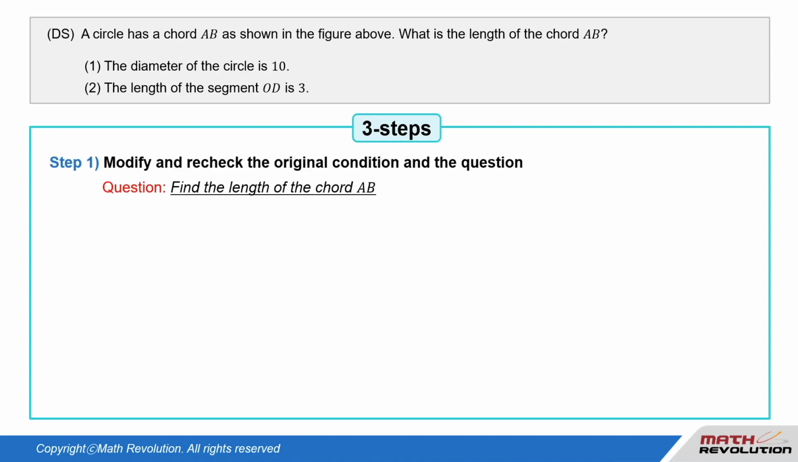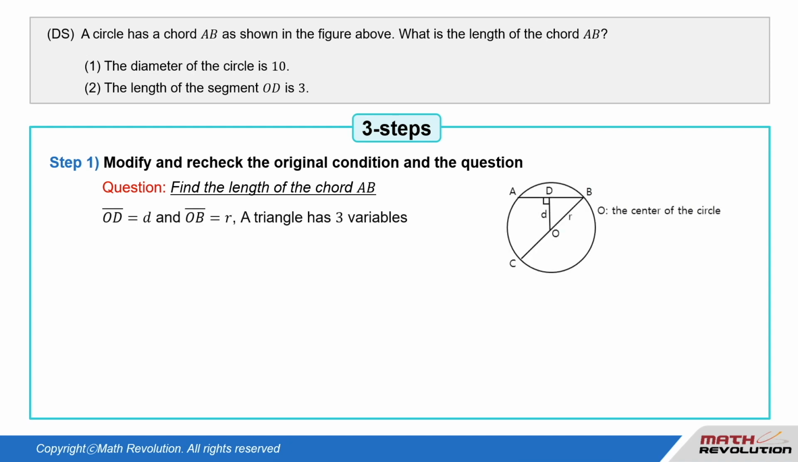Follow the first step of the variable approach by modifying and rechecking the original condition and the question. We have to find the length of the chord AB. Let line segment OD be lowercase d and line segment OB be r.